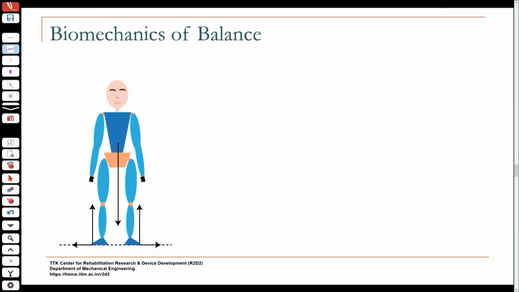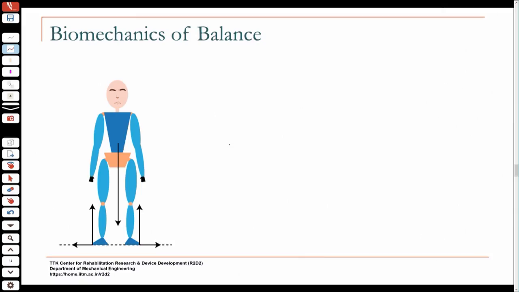So, the next few classes, we will again be looking at the biomechanics involved in certain whole body movements. Balance is something very key to how we operate effectively, because as bipeds, if you look at our feet, this is the area of our base of support.